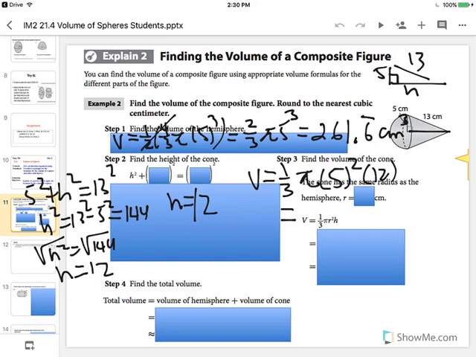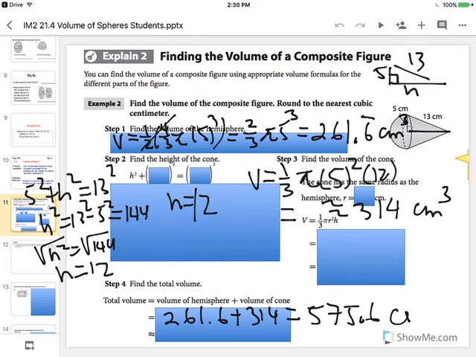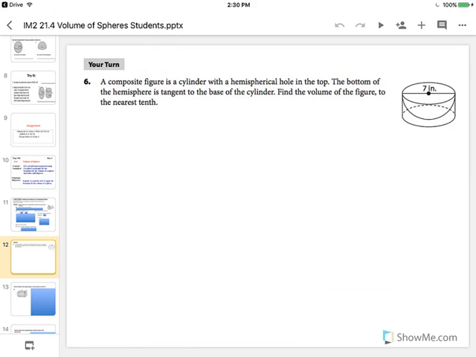So this gives us approximately 314 centimeters cubed. Then for the composite figure, you would add those two. So we have 261.6 plus 314. And this is centimeters cubed. Right, so let's go on to our next example.